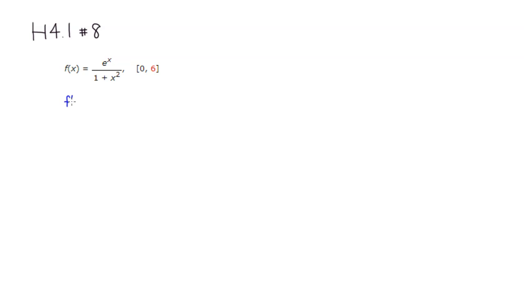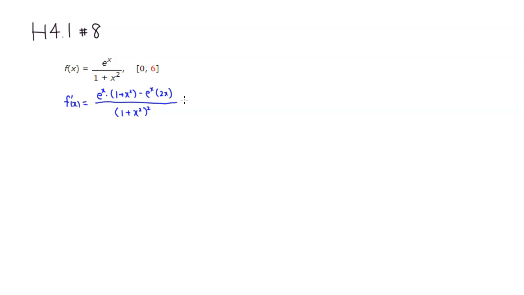So f prime of x is equal to... we're going to use the quotient rule. So square the bottom, quantity 1 plus x squared, squared. Derivative of the top: the derivative of e to the x is e to the x, times the bottom, 1 plus x squared, minus top, e to the x, times the derivative of the bottom, which would be 2x.